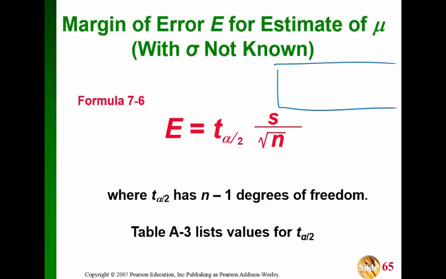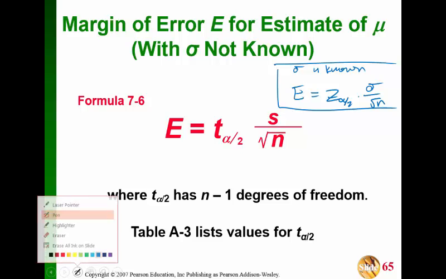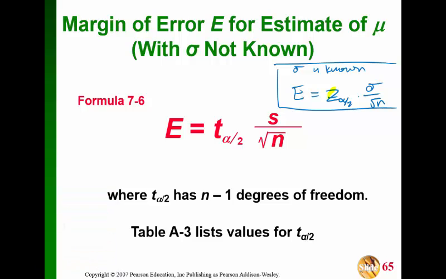So compare it with when sigma is known. We have E is equal to z sub alpha over 2 times sigma over square root of n. So it's essentially the same except for those two differences, which are in the critical value and the standard deviation.